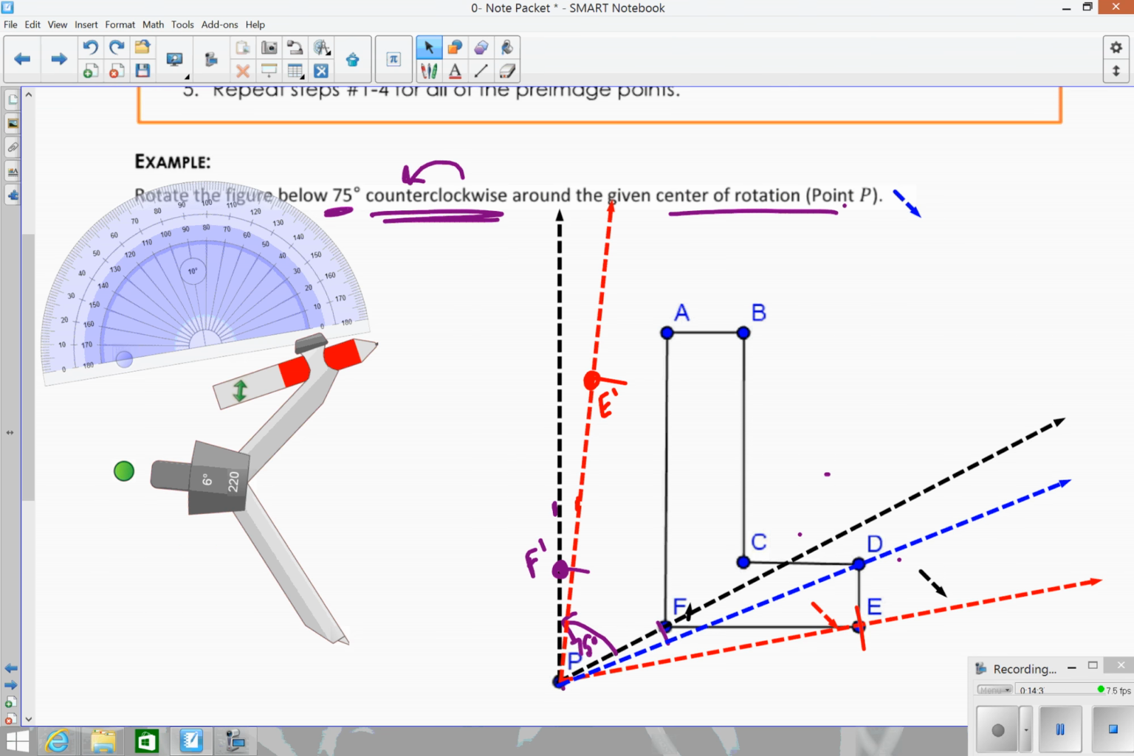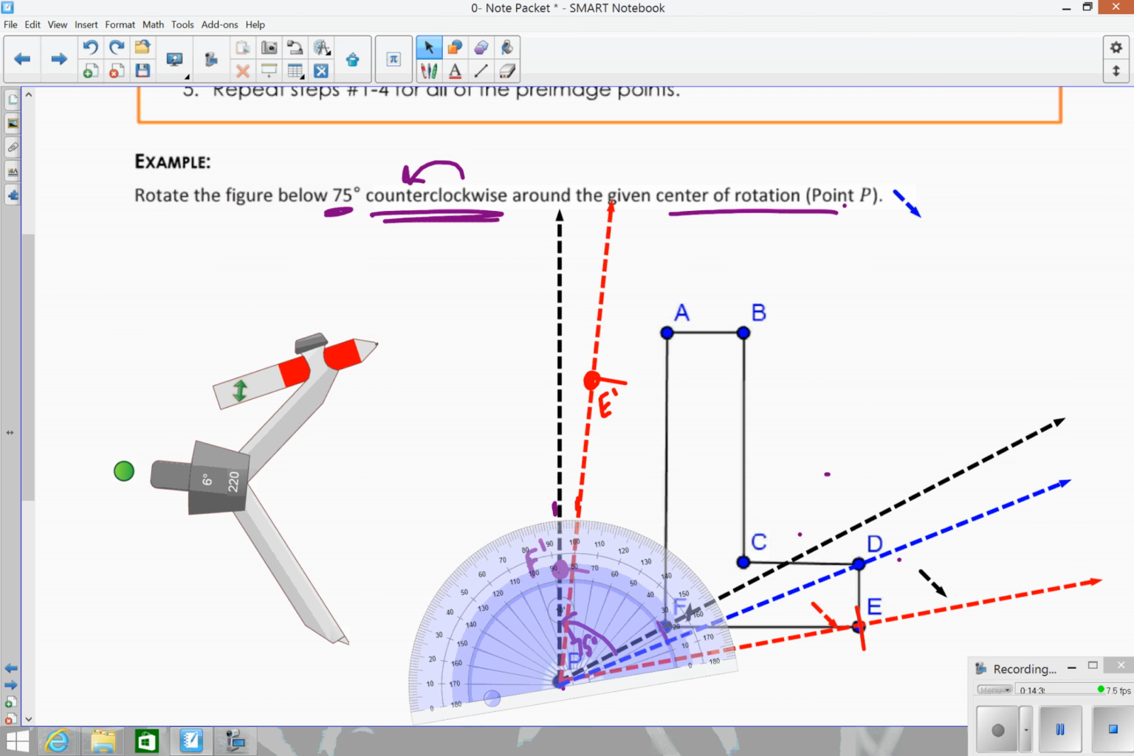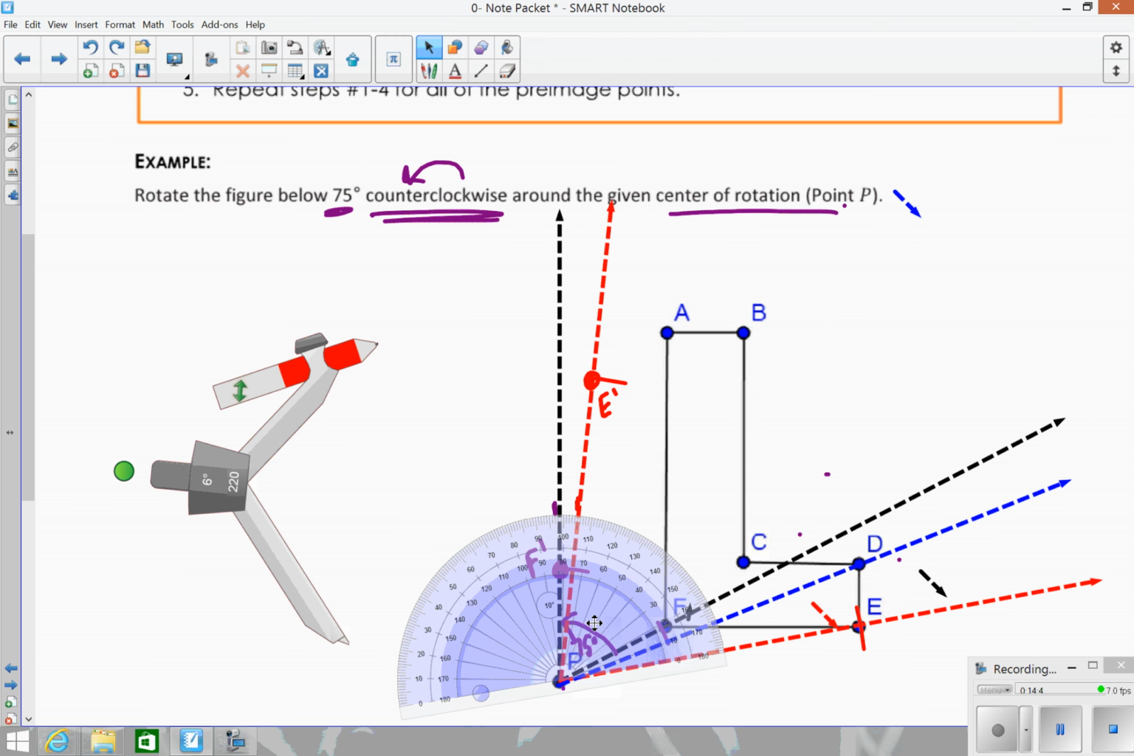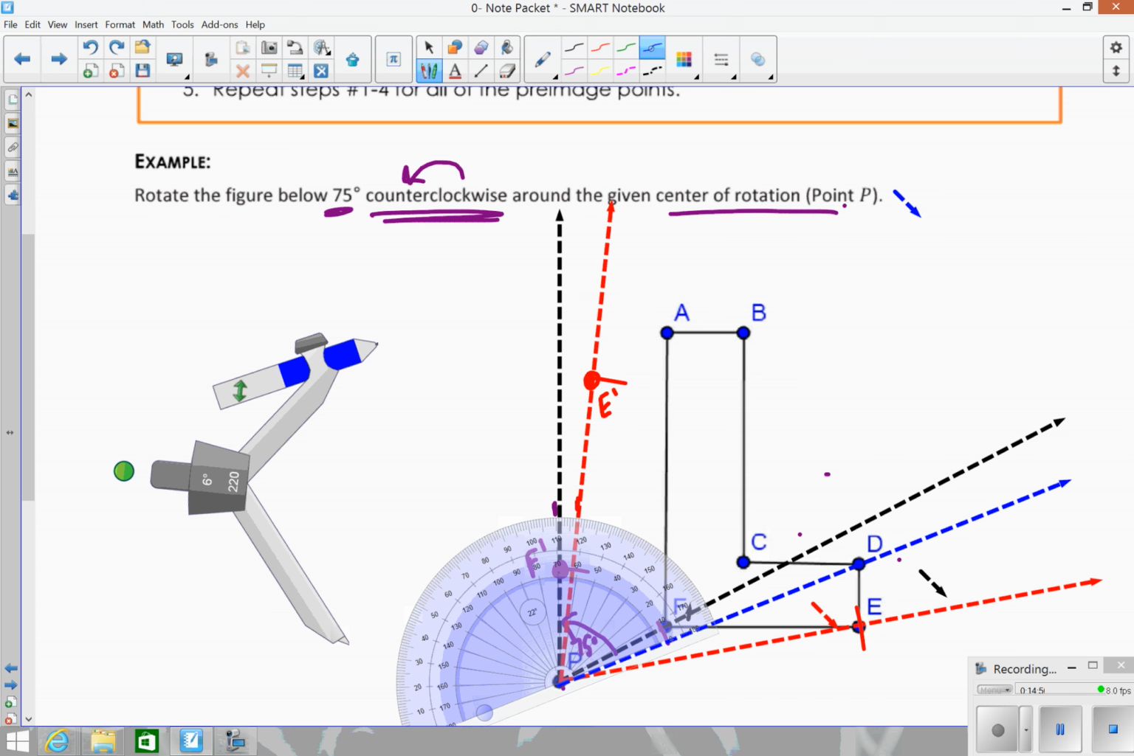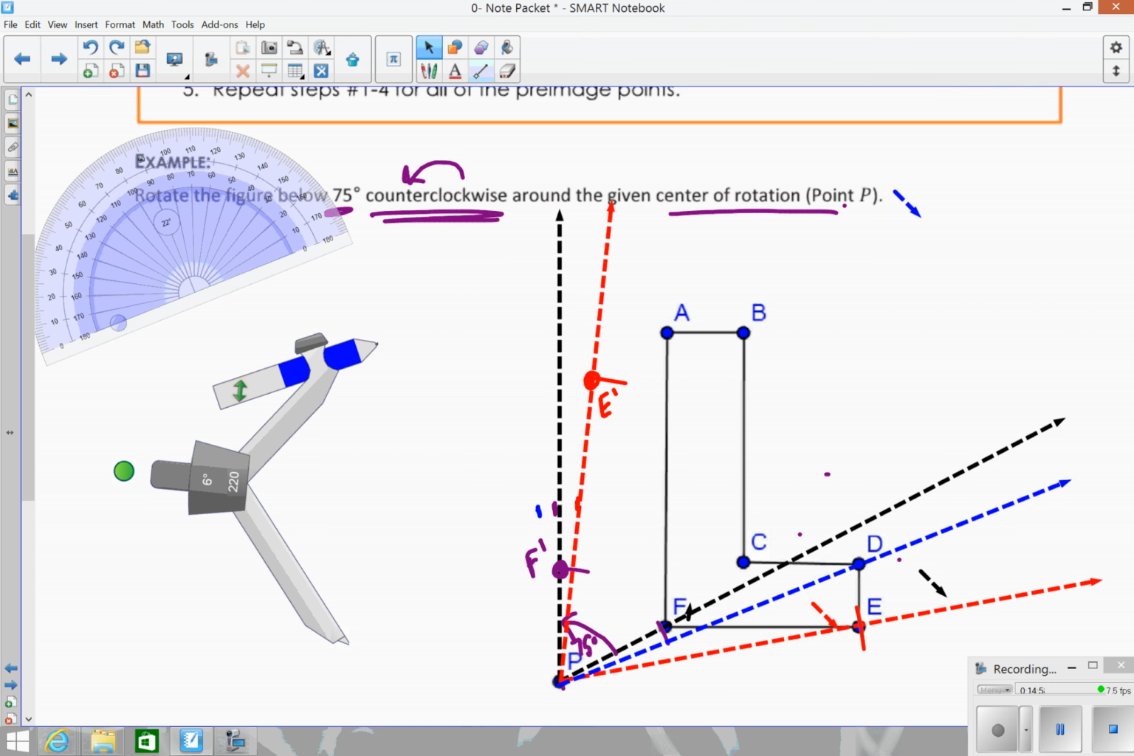Take your protractor, and we're going to measure. So the center of the protractor goes on P. Adjust the bottom so that it lines up with the ray. Find 75 degrees on here. So 75 will be right here. Get that out of the way. Draw your ray through there.